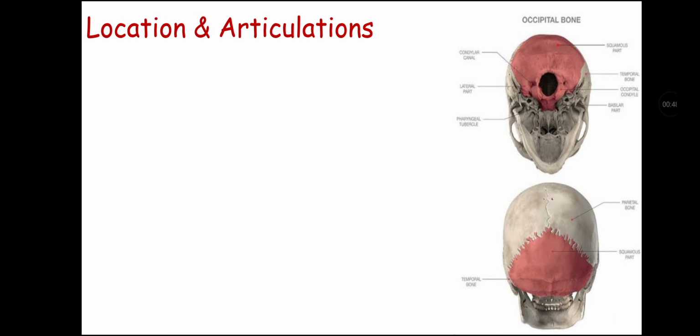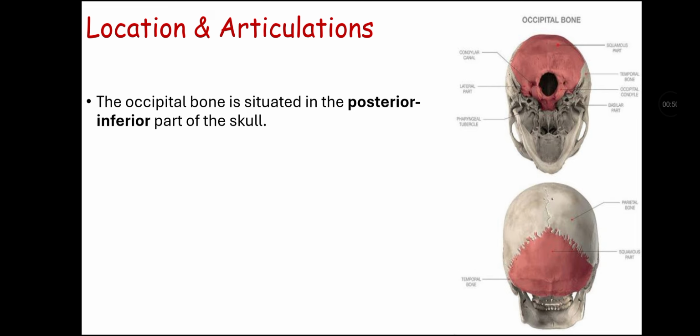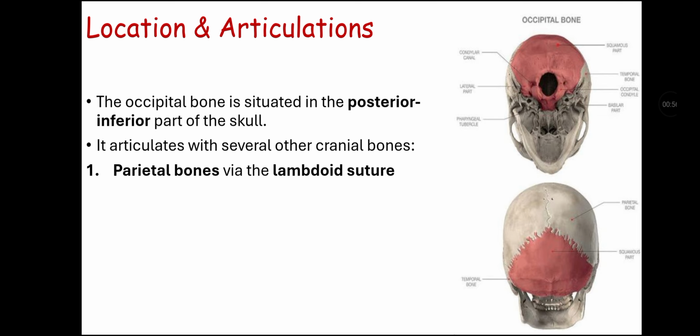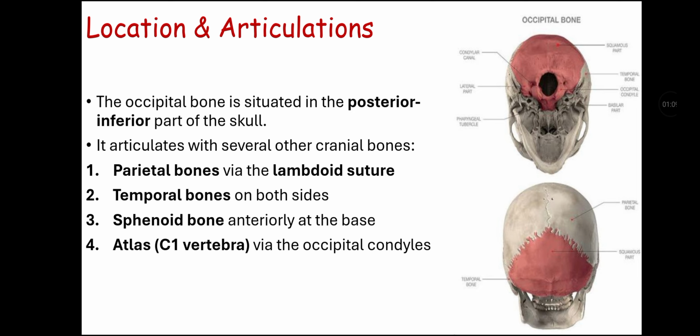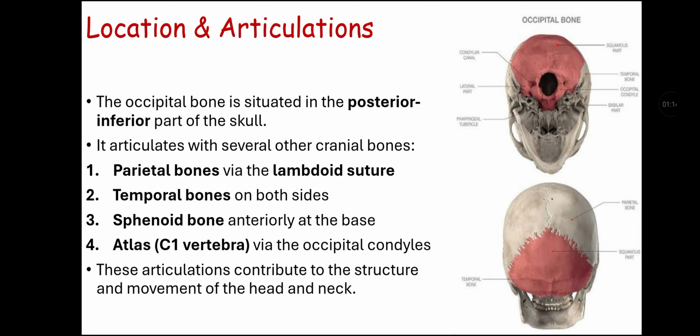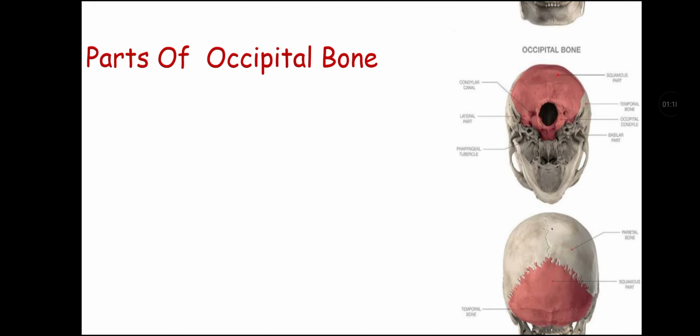Location and architecture of occipital bone. This occipital bone is situated in the posterior inferior part of skull. It articulates with several other cranial bones, including parietal bone through the lambdoid suture. It articulates with the temporal bone on both sides at the squamous suture, it articulates with the sphenoid bone anteriorly at the base, and it articulates with the atlas, that is C1 vertebra, through the occipital condyles. These articulations contribute to the structure and movement of the head and neck.